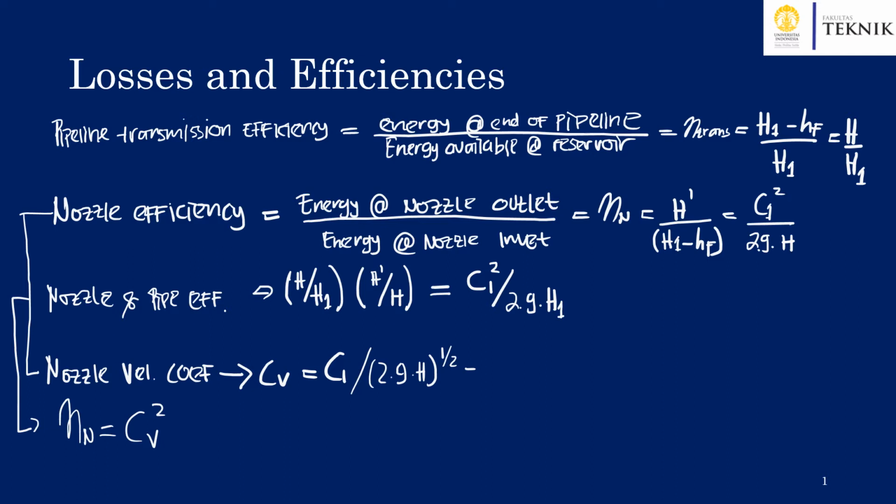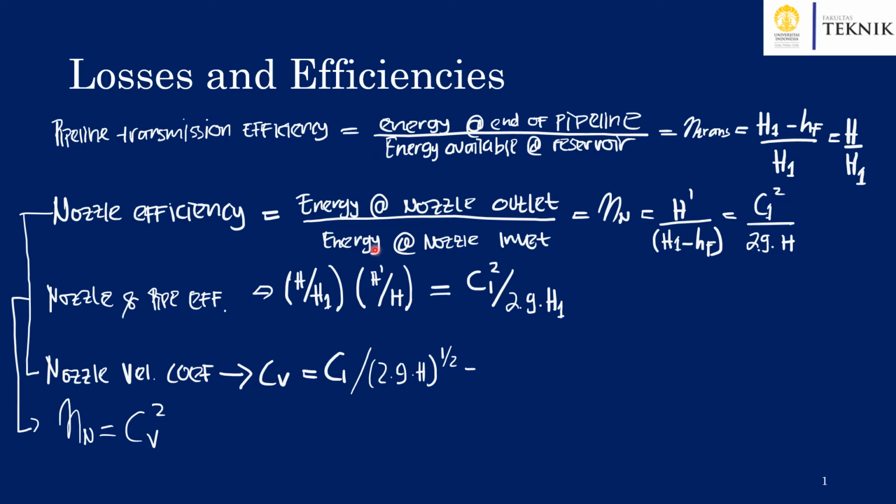So from the pipeline up to the nozzle, where the jet leaves the pipeline or the nozzle and hits the bucket, it creates the rotation of the Pelton wheel. Then along the way from the reservoir to the nozzle, we have several losses that create an efficiency. Now first, let's have a look at the pipeline transmission efficiency.